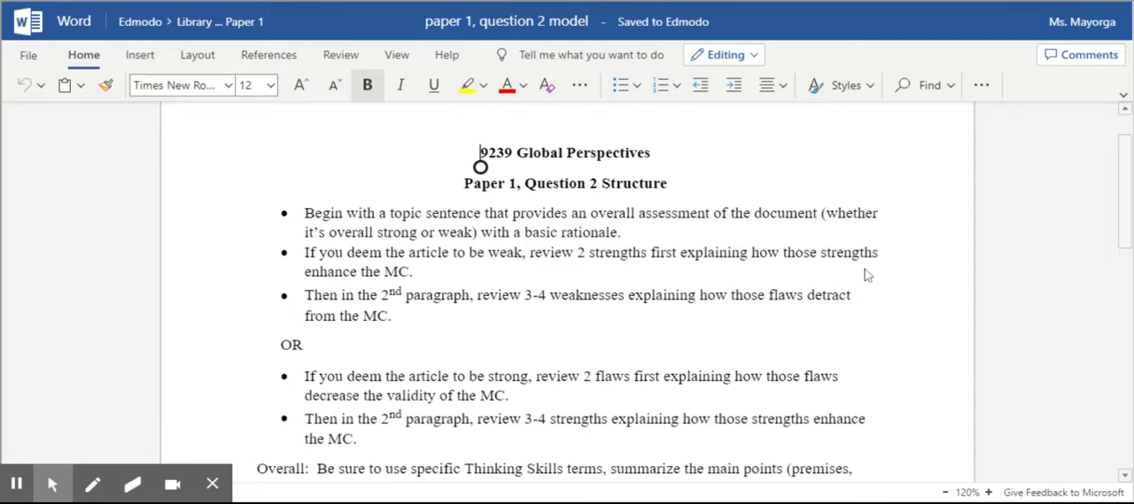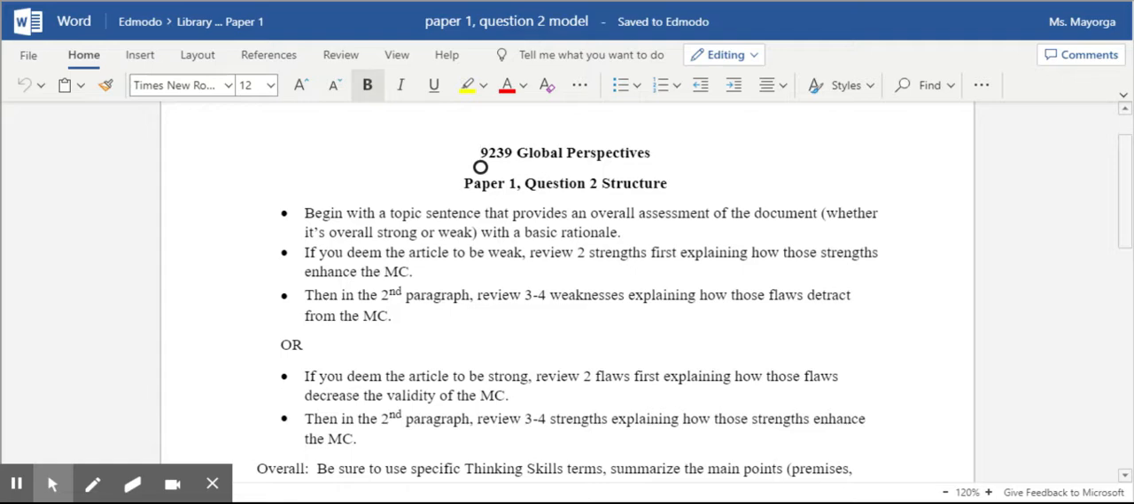Begin with a topic sentence that provides an overall assessment of the document. Did you think it was overall strong or weak? There's no right or wrong as long as you can support your assessment. And then give a basic rationale. Keep it to a minimum. You don't have to explain every single thing you're going to review, but give a couple reasons why you feel it's overall strong or weak.